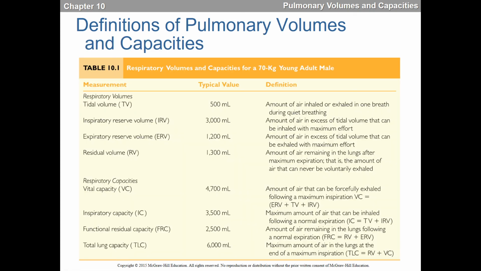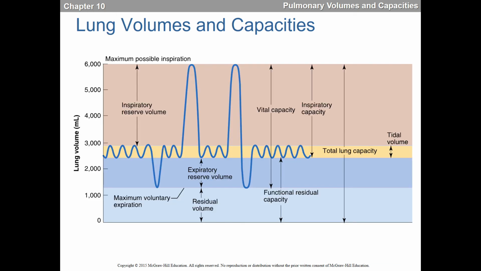Now here, a couple of different terms and some definitions along with them. So we have an inspiratory reserve, expiratory reserve, vital capacity, inspiratory capacity, functional residual capacity, all of these different things. You can look at it in this way if that makes it a little bit easier for you. The main ones that I really want you to be aware of are tidal volume, residual volume, vital capacity, and total lung capacity overall. So this is more or less indicating what's going on.